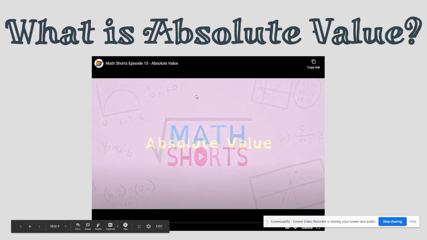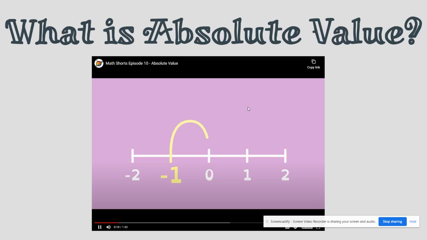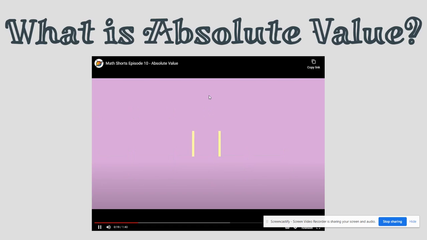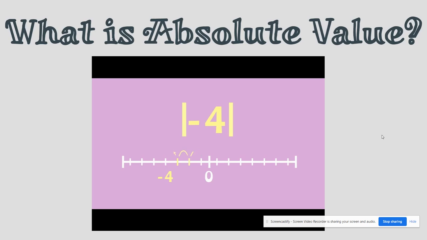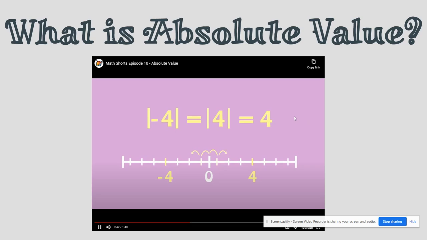Math Shorts. Absolute value. The absolute value of a number is its distance from another number on a number line. Distance is a measurement that tells you how far you've gone from one point to another. The notation for absolute value is two straight lines, like this. The absolute value of 4 is 4, because 4 is 4 places from 0 on the number line. Negative 4 is also 4 places from 0 on the number line, so its absolute value is also 4. Absolute value is always a positive number because it's the distance from the other number, in this case 0, no matter the direction.